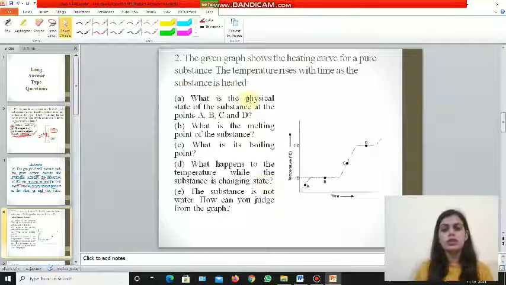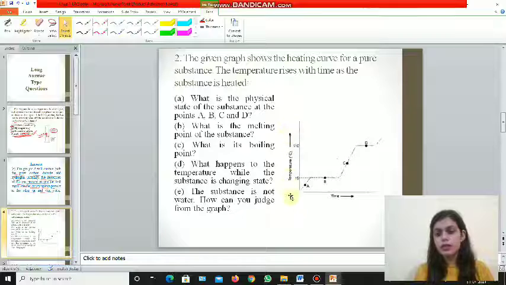Now, the second question: the given graph shows the heating curve for a pure substance. The temperature rises with time as the substance is heated. The graph is about the temperature and time of the substance.